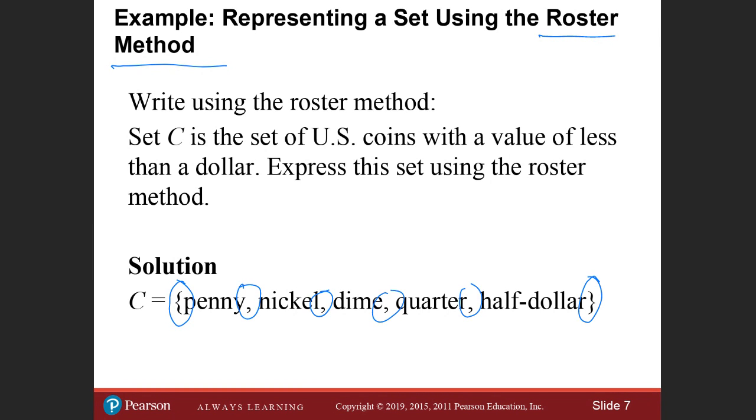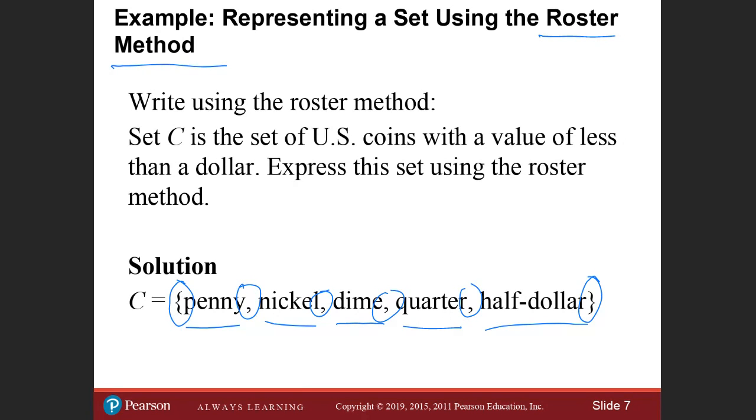In this example, it says set C is the set of US coins with a value of less than $1. So you can have the penny, nickel, dime, quarter, and half dollar. That's the 50 cent. So that's using the roster method.